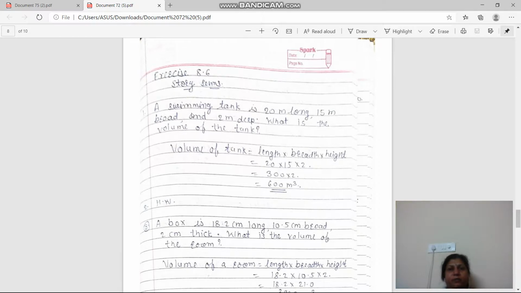Okay, beta. So a swimming tank is 20 meter long, 15 meter broad and 2 meter in depth. What is the volume of the tank? The volume of tank is equal to length into breadth into height. So it is equal to 20 multiplied by 15 multiplied by 2. So we get 300 multiplied by 2. We get 600 meter cube. Okay.